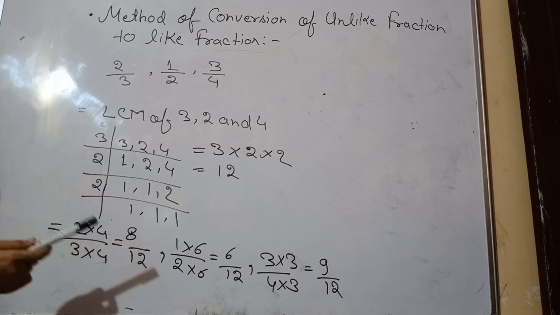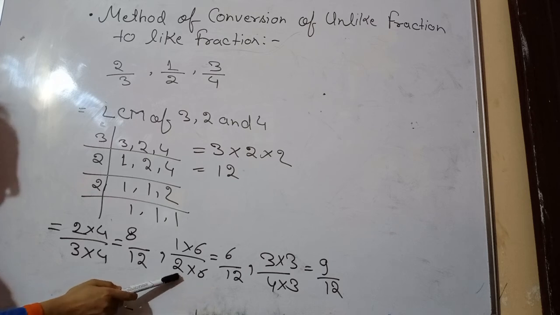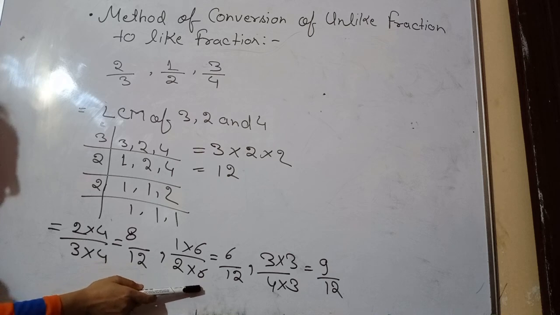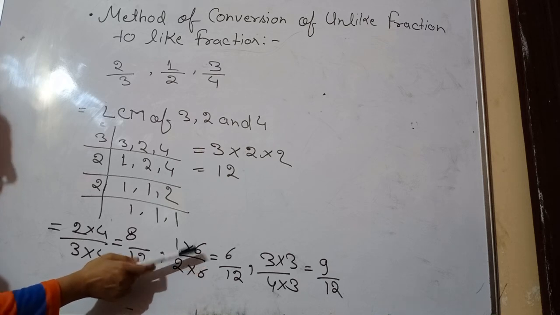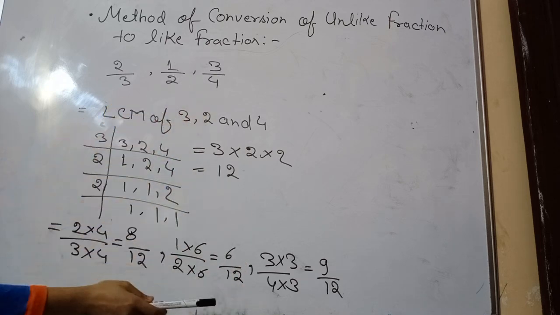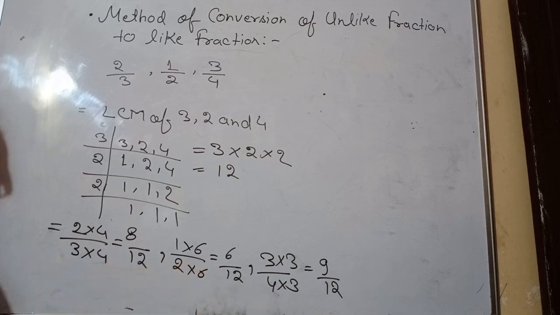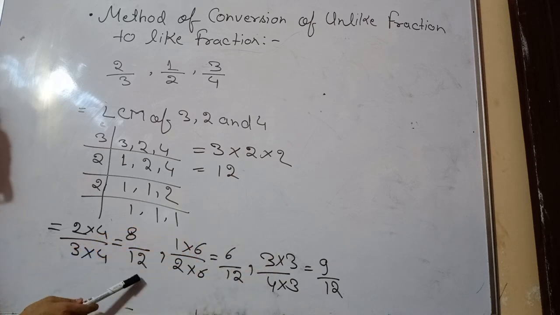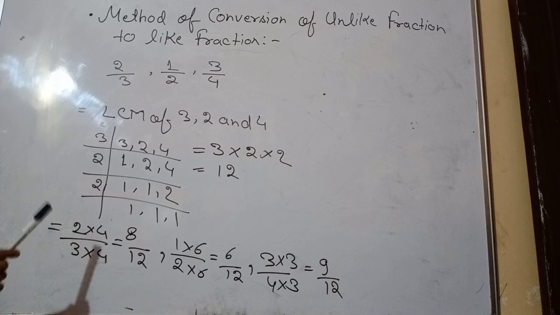Now, second term 1 by 2. What should we multiply to get 12? If we multiply 2 by 6, we will get 12. And the same thing which we have multiplied in the denominator, we have to multiply in the numerator also. So, 1 6 is 6 and 2 6s are 12. Now what about the last one, 3 by 4? What should we multiply in 4 to get 12? When we multiply 3 in 4, we will get 12. So here 4 3s are 12 and 3 3s are 9. So that is called 9 by 12. Now here you can see 8 by 12, 6 by 12 and 9 by 12. All the denominators are same. So this is how we have converted unlike fractions into like fractions.